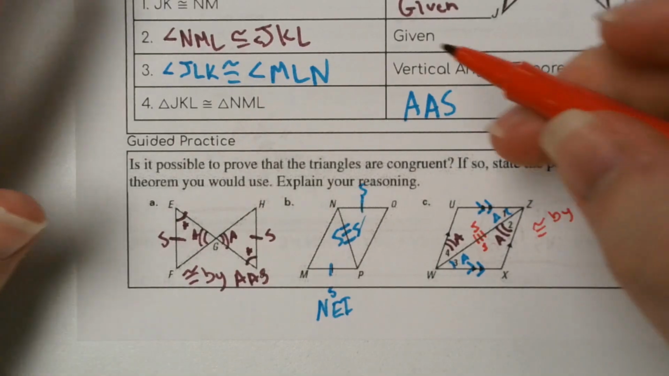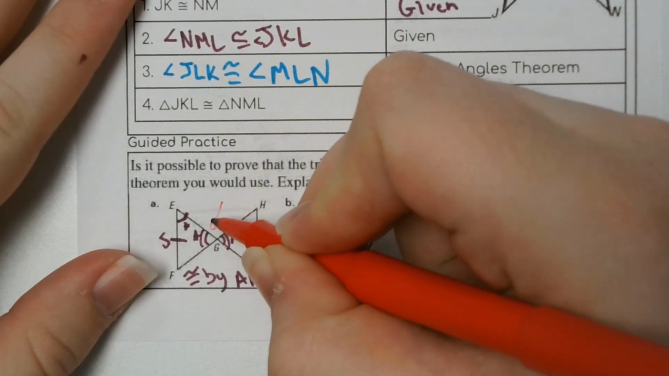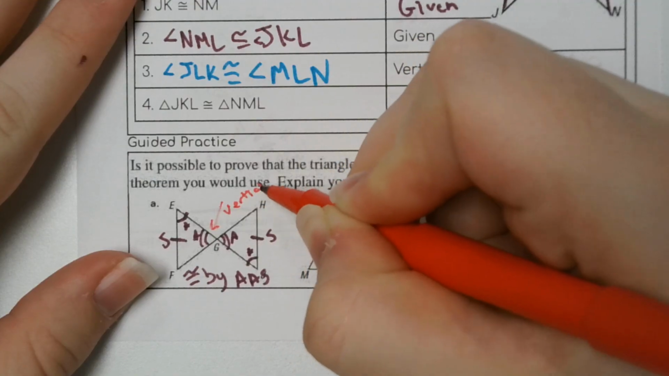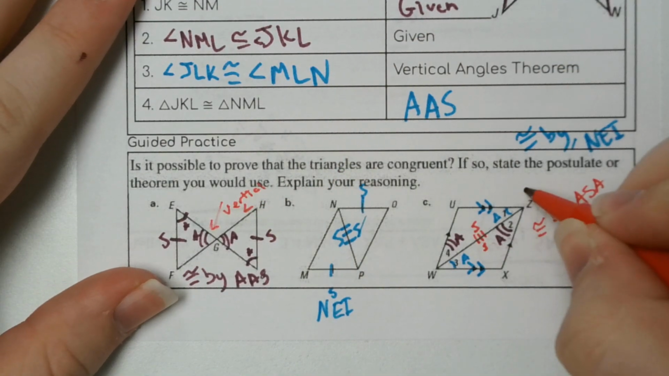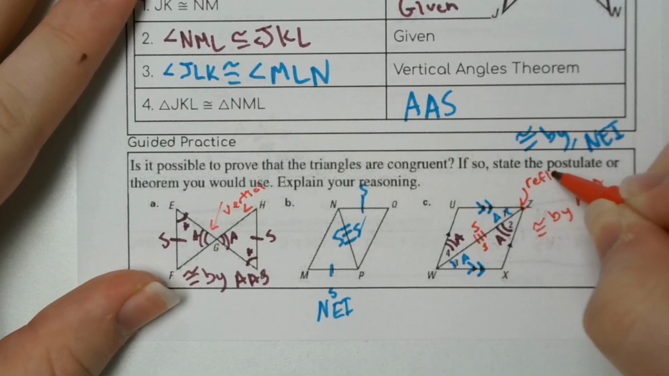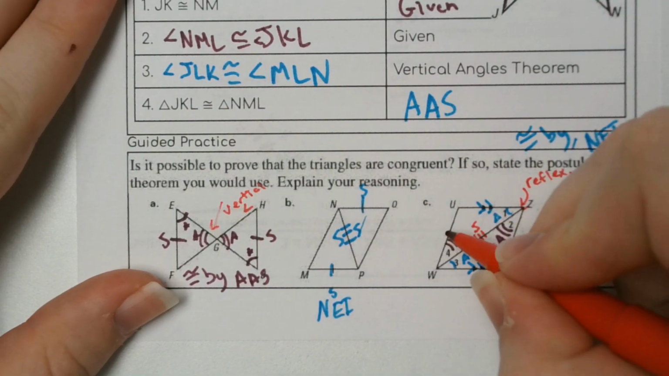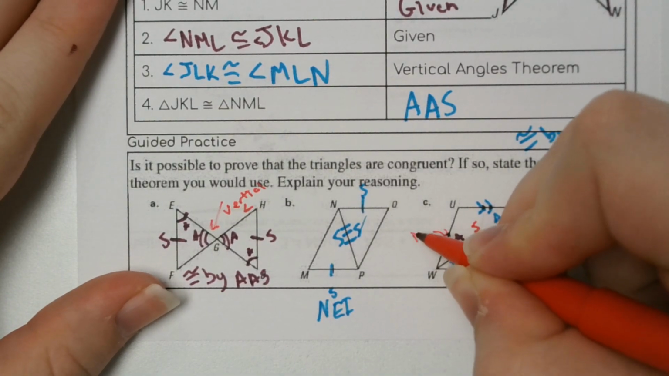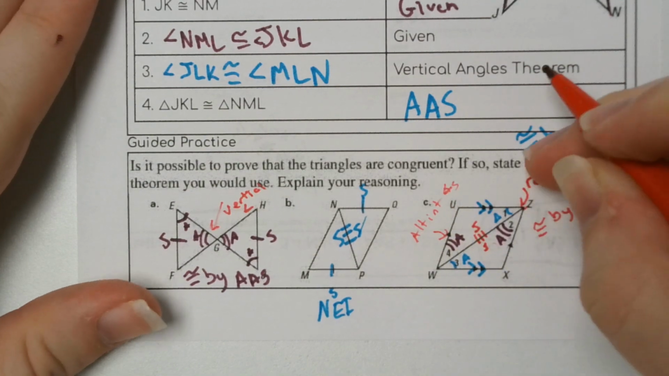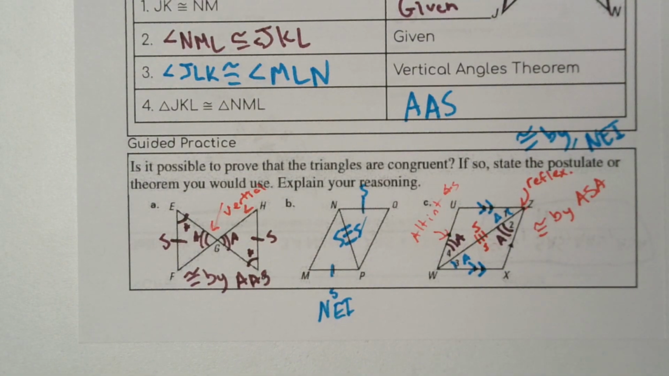Okay, and then if you forget how we do these, I would write vertical angles and the reflexive property, and alternate interior, so that you know where we got all that information from.